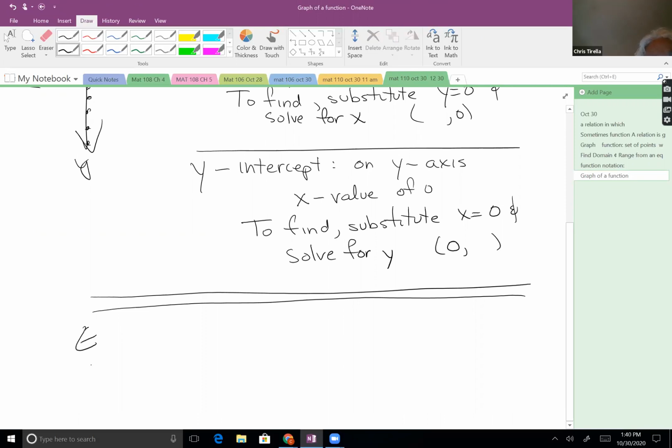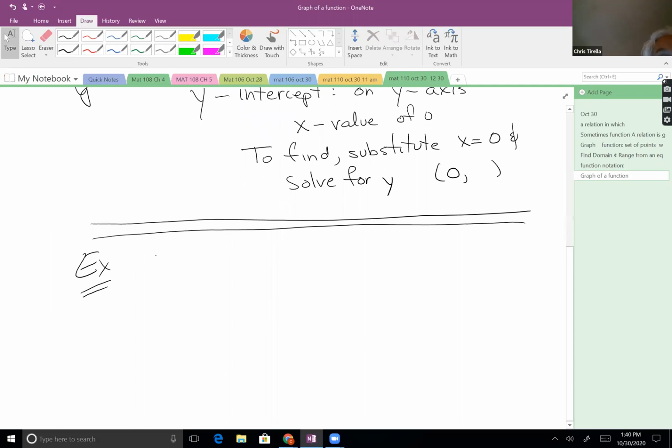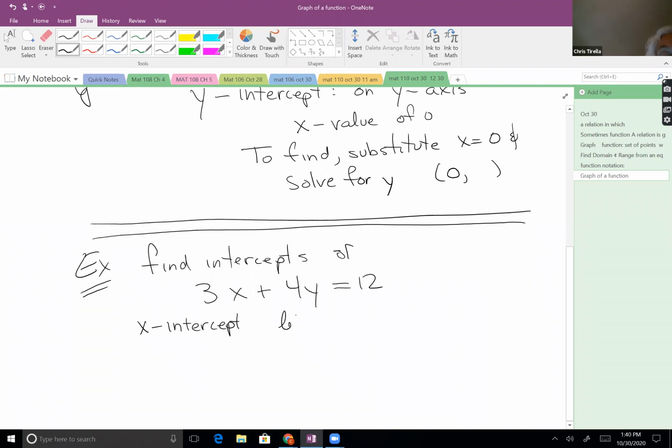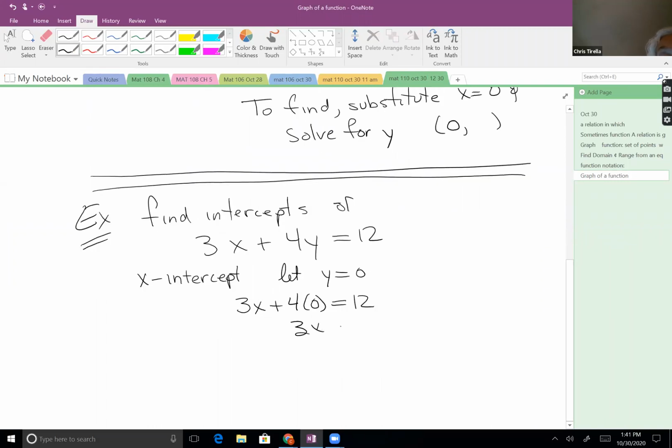So if I look at an example, I might be asked to find the intercepts of, let's say I have an equation 3x plus 4y equals 12. Well, to find the x-intercept, I'm going to plug in 0 for y. Gives me 3x plus 4 times 0 equals 12. Gives me 3x equals 12. And so dividing, I'd get x equals 4. So my x-intercept would be the point (4, 0).